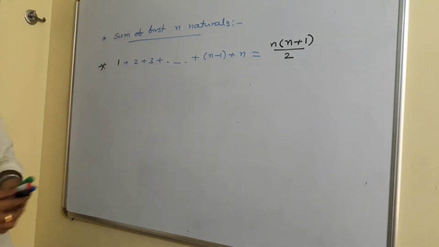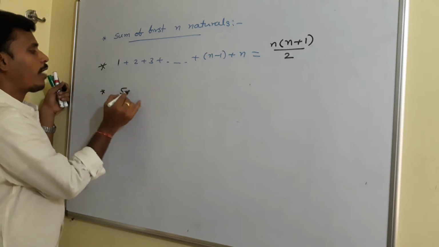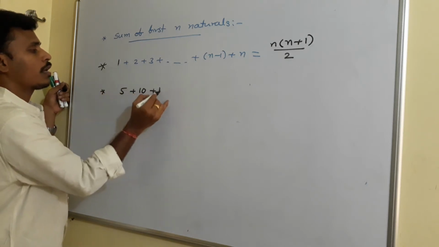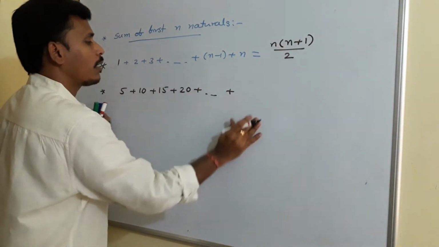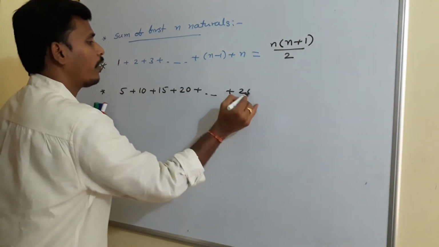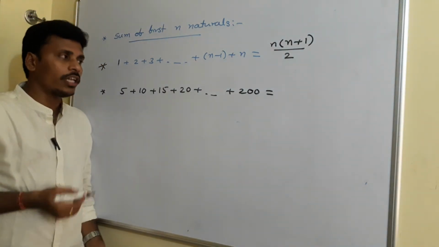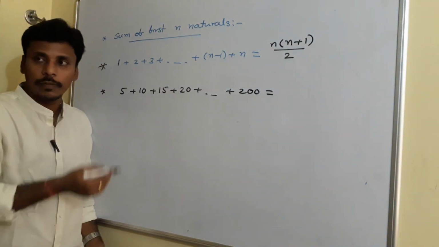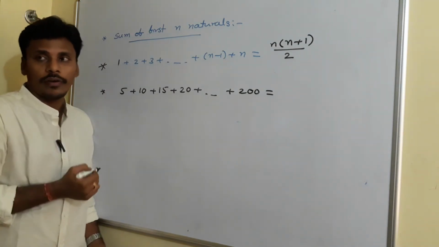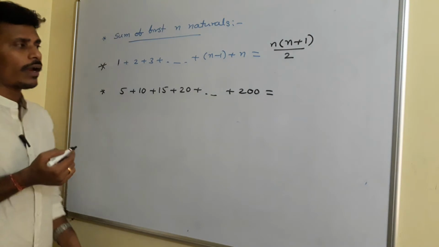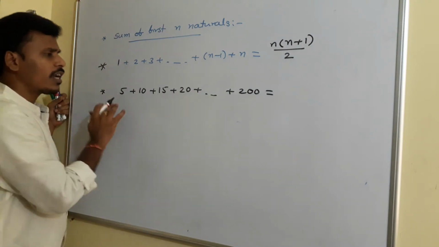For example, you may take something like 5 plus 10 plus 15 plus 20 plus and so on, up to 200. What is your answer? 5, 10, 15, 20, 25 up to 200. That means the sum of the multiples of 5 starting from 5 to 200. If you wish to find this sum, we don't have any direct formula. This is an arithmetic sequence.